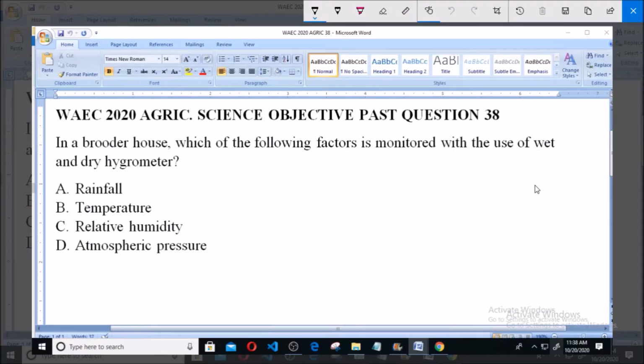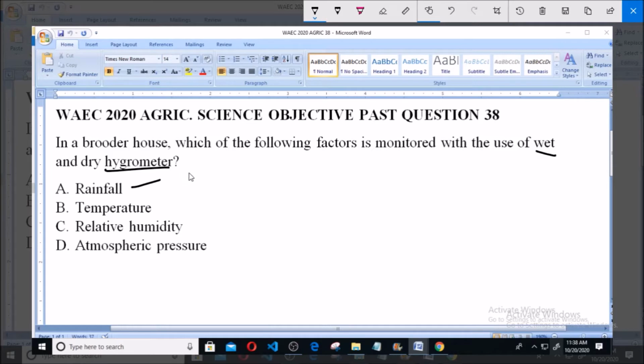Hello and welcome. I will be answering WAEC 2020 AGRIC Science Objective Past Question 38. In a brooder house, which of the following factors is monitored with the use of wet and dry hygrometer? A. Rainfall, B. Temperature, C. Relative humidity, D. Atmospheric pressure. So, we're asked what do you monitor with the use of wet and dry hygrometers?